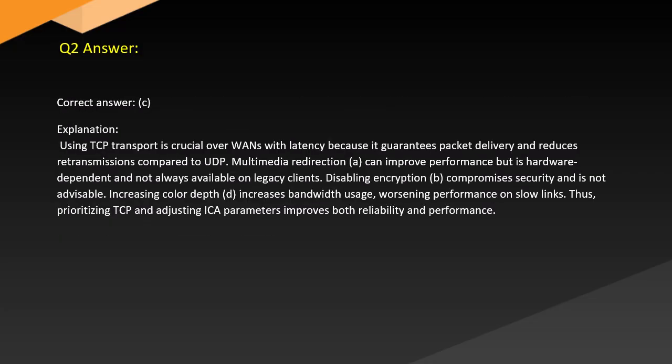Answer. Correct answer: C. Explanation. Using TCP transport is crucial over WANs with latency because it guarantees packet delivery and reduces retransmissions compared to IP. Multimedia redirection can improve performance but is hardware dependent and not always available on legacy clients. Disabling encryption, B, compromises security and is not advisable. Increasing color depth, D, increases bandwidth usage on slow links. Thus, prioritizing TCP and adjusting ICA parameters improves both reliability and performance.